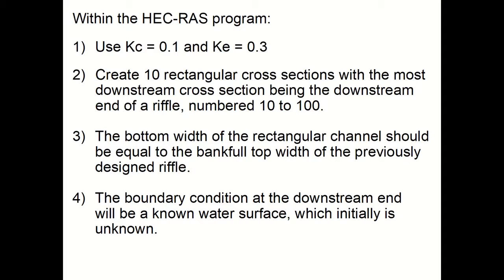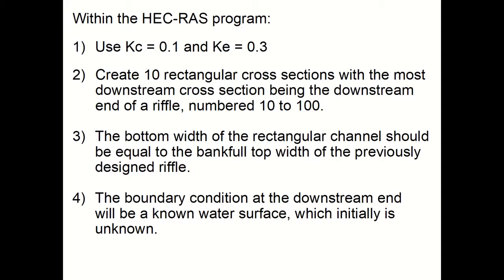We're going to create 10 rectangular cross sections with the most downstream cross section being the downstream end of a riffle. And the cross sections will be numbered from 10 to 100 in steps of 10. The bottom width of the rectangular channel should be equal to the bankful top width of the previously designed riffle. So in this case, we're going to use the top width of 33 feet to be the width of the rectangular channel.